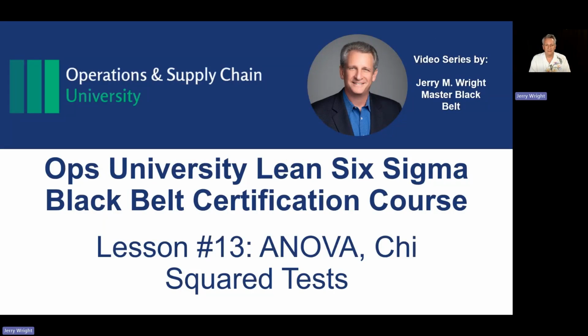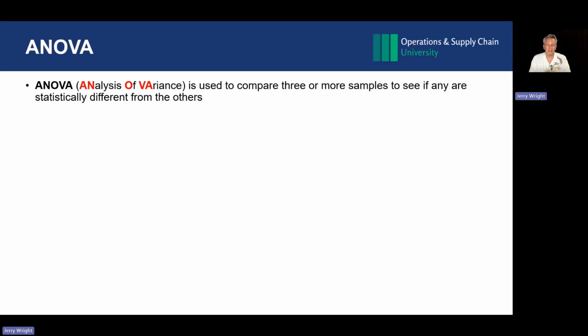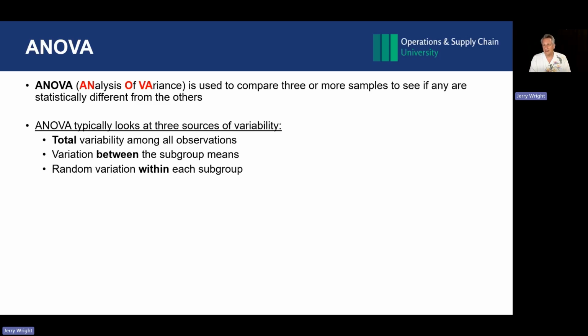I'm Jerry Wright. This is Ops University Lean Six Sigma Black Belt Certification course, lesson number 13, ANOVA and Chi-Square tests. So ANOVA basically means analysis of variance. It's when we're looking at more than just two data samples. It's three or more, and we want to see if they're statistically different from the others, whether it's in mean or sigma level or whatever you want to look at, whatever characteristic.